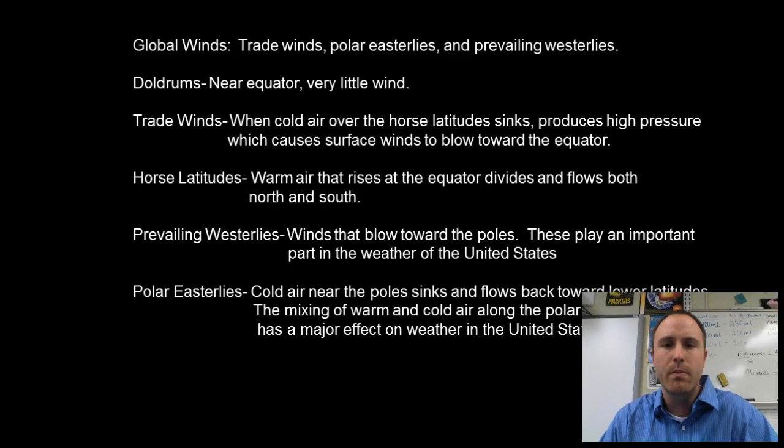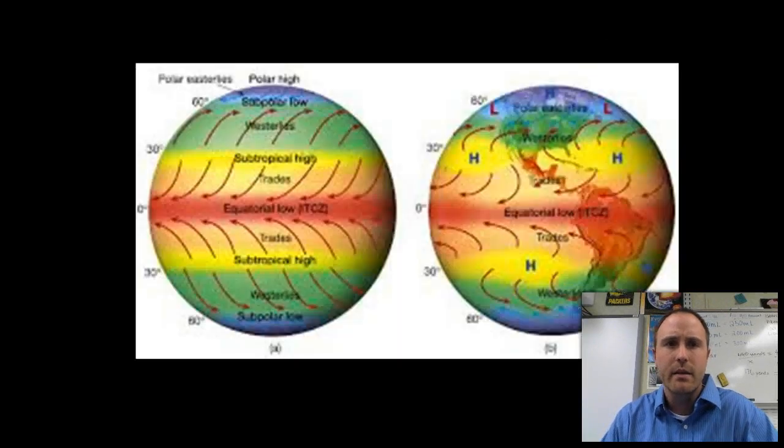These play an important part in the weather of the United States, and the polar easterlies, which are cold air near the poles, sink and flow back towards lower latitudes. The mixing of warm and cold air along the polar fronts has a major effect on the weather in the United States. So those are a lot of definitions, so let's take a look at what it actually looks like.